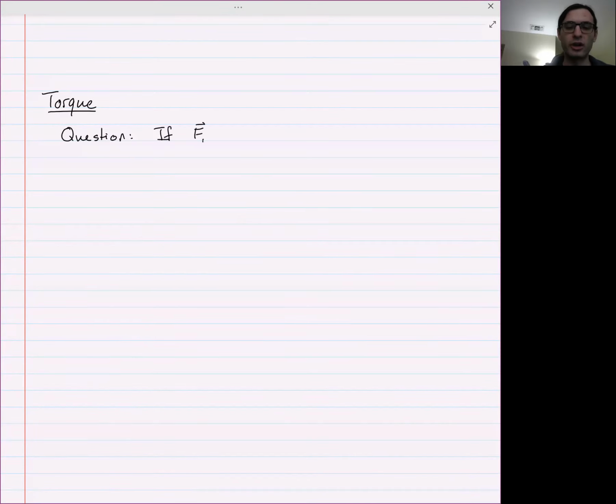If the net force on a system is equal to zero, is it possible for an object to rotate with changing speeds? I.e., is it possible for it to have angular acceleration? And just a little bit of thinking about it should indicate to you that yes, it's possible. We can just draw a picture.